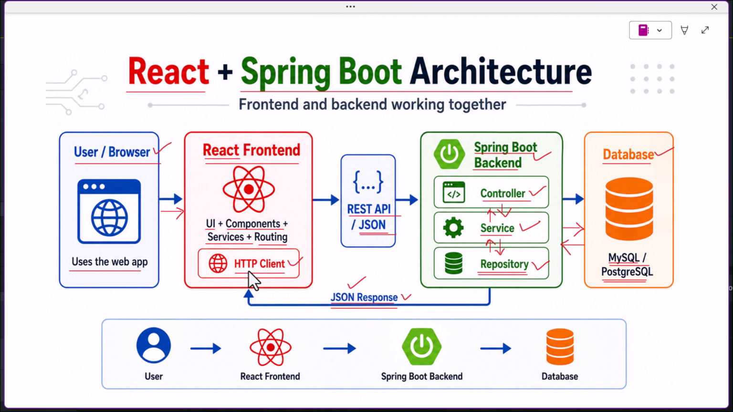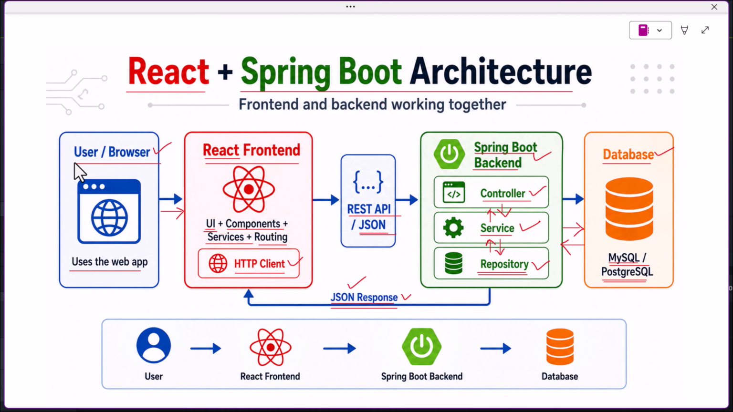Now React receives the JSON response. React updates the UI based on that response. For example, it may display a list of products, show a success message, update a table, navigate to another page, or show an error message. So the full flow is simple.